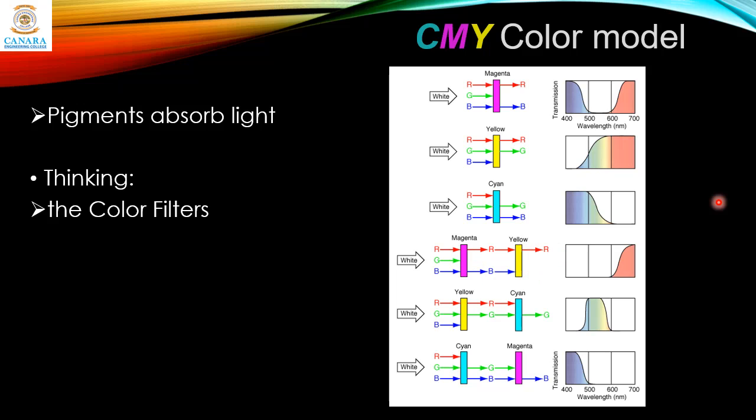And similarly, what happens when you put yellow plus cyan? So answer is here. Yellow plus cyan will block red and blue. It will only allow green light to pass through. And similarly, if you put the cyan and magenta, it will only pass blue light. Remaining colors will be blocked out. So this is how to think about CMY color model.